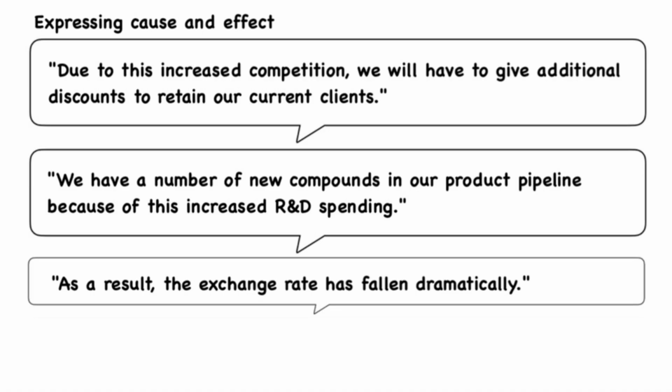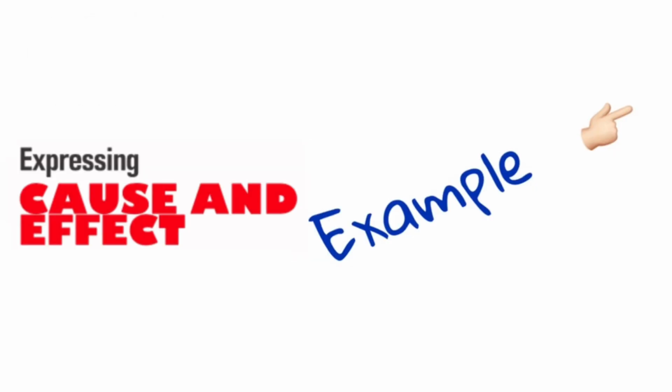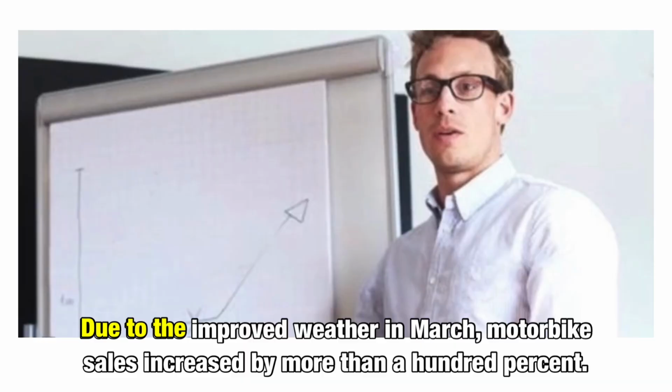As a result, the exchange rate has fallen dramatically. Consequently, our profits have also begun to slide. Example. Due to the improved weather in March, motorbike sales increased by more than 100%.